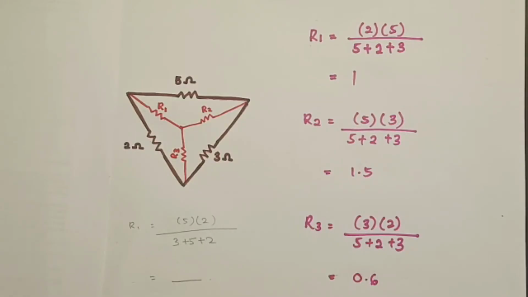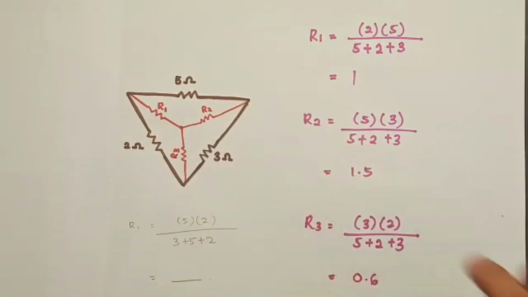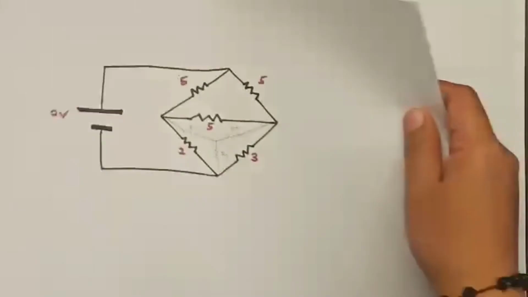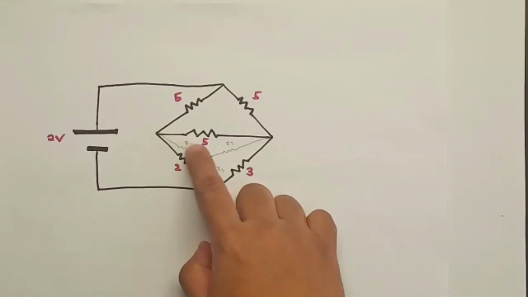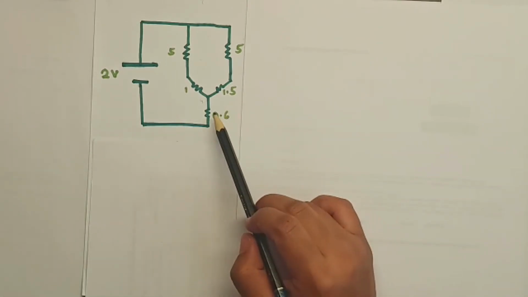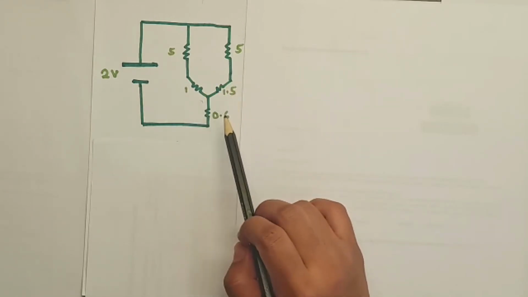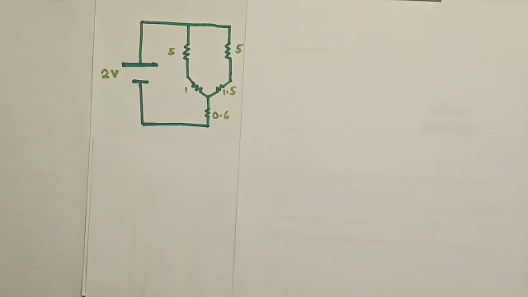Then we will draw these three resistors back into the original circuit, like over here. So this is the circuit that we put back into the original circuit. This is R1, this is R2, and this is R3. So we will use the series and parallel formulas to find the R equivalent.